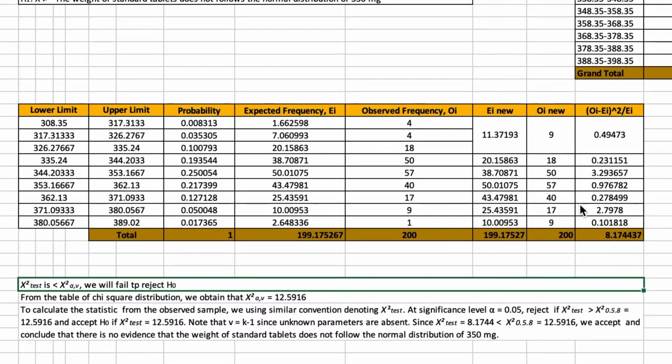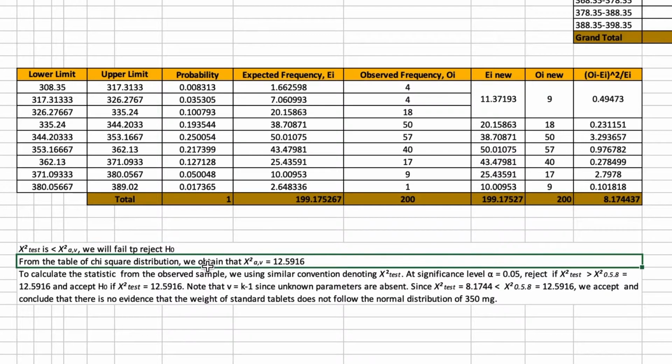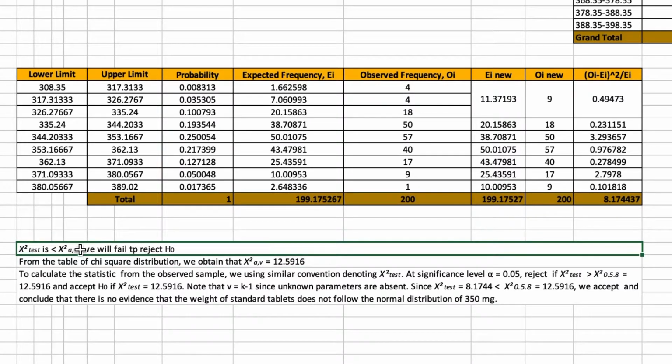And then from here we get the X squared test, 8.174. From the table distribution, we obtain that X squared alpha, v equal to 12.5916, and then X squared test is lower than X squared alpha, v. We will fail to reject H0.